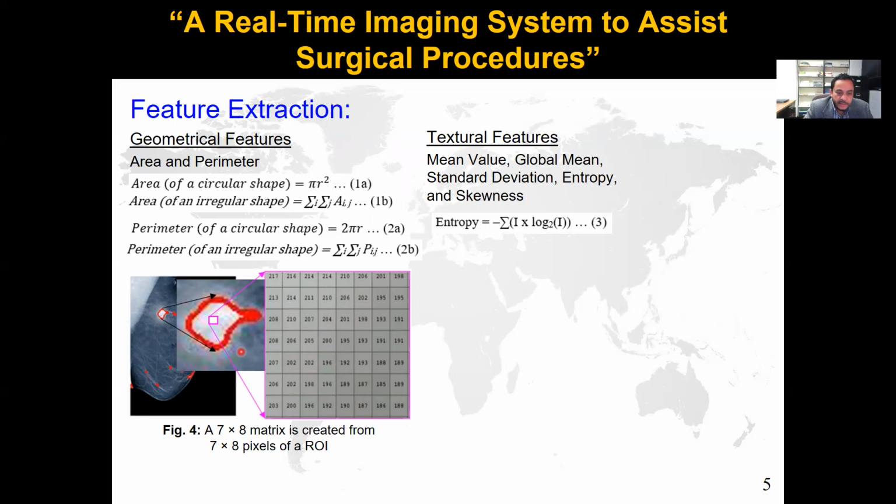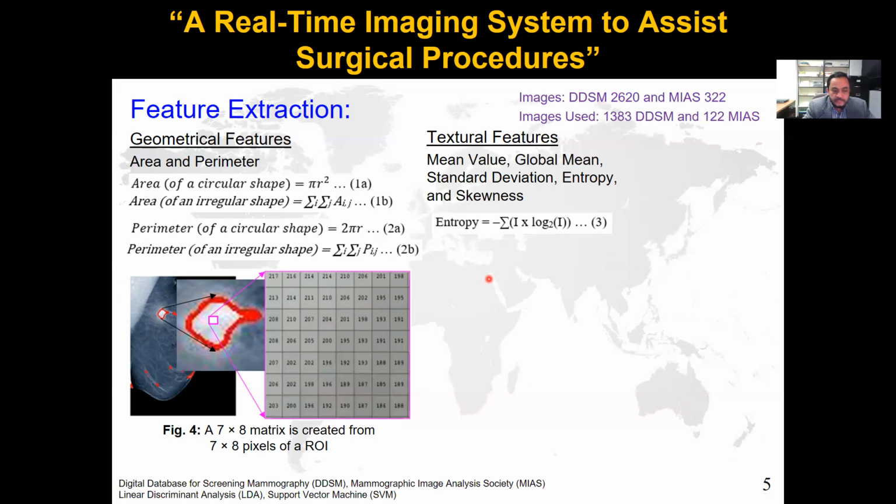Once we have this region of interest, we can also extract the values for each and every pixel. As shown in figure 4, a 7x8 matrix is created from 7x8 pixels of that region of interest. Now, if we increase the pixel areas, then the matrix will be bigger. So that's how we collect the equivalent digital values of each and every pixel. Then we calculate mean values, global mean, standard deviation, entropy, and skewness out of those pixel values.